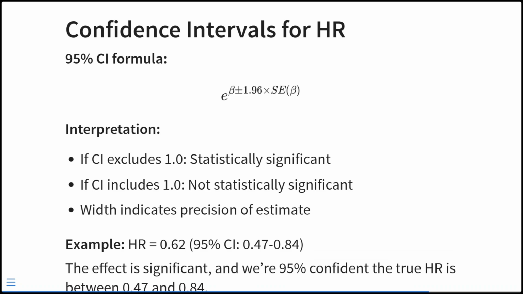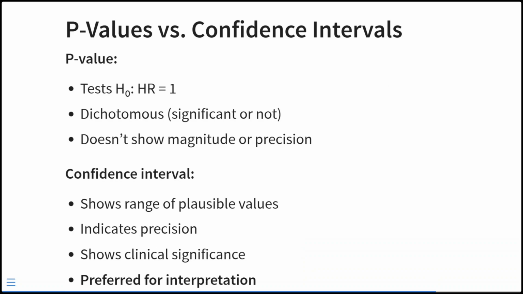Confidence intervals for hazard ratio, how do you explain it? The confidence interval is usually, if it includes 1, if you see in the confidence interval there is going to be 1 in it. For example, if you look at this confidence interval, there is no 1 in it, which means it's significant. But if you see something like 0.47 to 1.6, 1 is included in the confidence interval, it means that that particular hazard ratio is not statistically significant. So the p-values and the confidence interval: we test for the H0, the hazard ratio is usually 1, and usually dichotomous, significant or not, but doesn't show magnitude or precision.